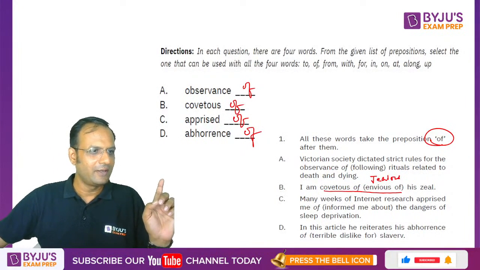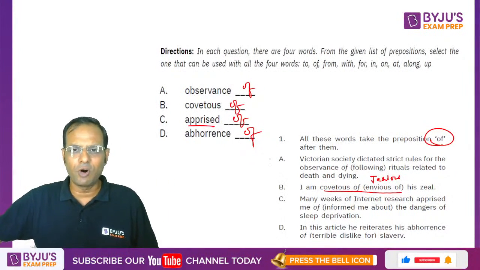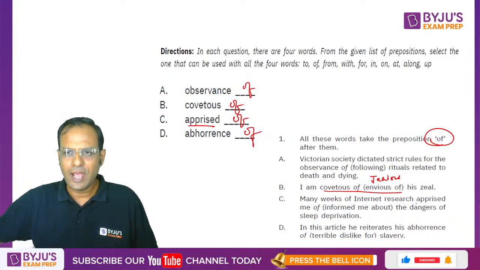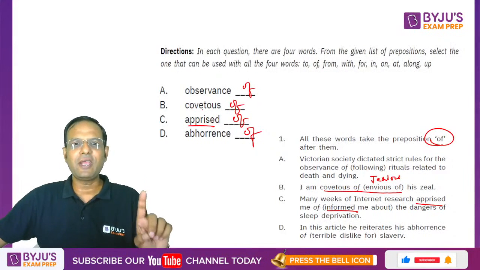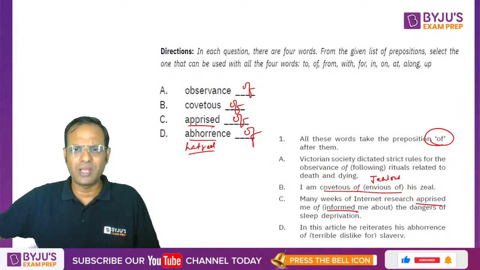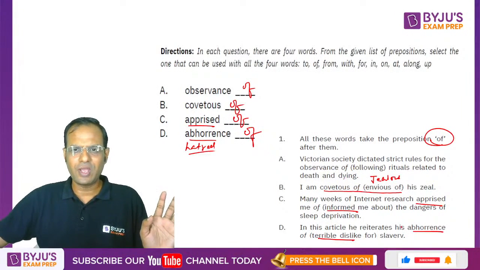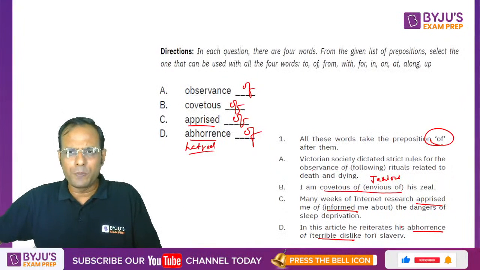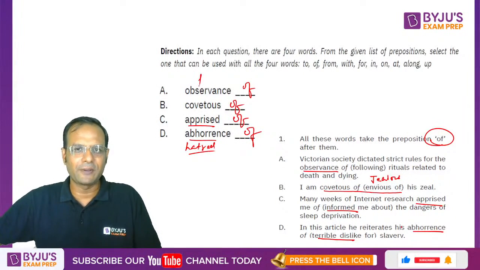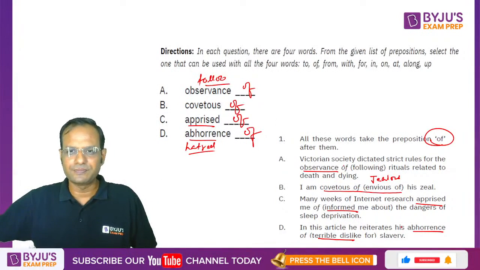All right. Anadi, yes, this is the answer. Apprised means informed. Look over here. Apprised means informed, and all these words will take of as the preposition. Abhorrence means hatred. When you hate something, when you don't like something, a terrible dislike for anything is abhorrence. Okay, abhorrence of slavery. Observance of, when you follow something. All right, observance is to follow.